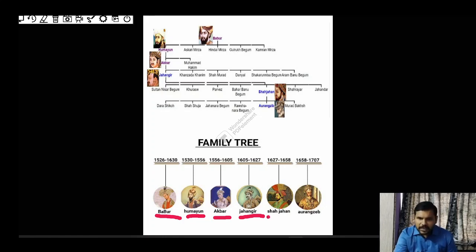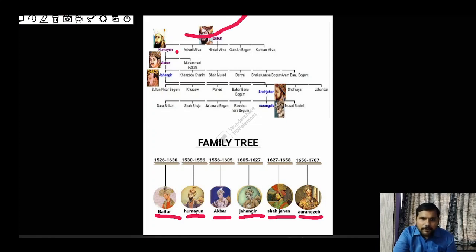Jahangir is followed by Shah Jahan. Everyone knows Shah Jahan is well known for Taj Mahal, and Shah Jahan's third son is Aurangzeb. If you observe here, Aurangzeb deposed his father Shah Jahan even though he was not the eldest son. So he captured Shah Jahan and put him in a prison where through the window he could see the Taj Mahal. Most of you are already aware. Anyway, fine. So this is the family tree.